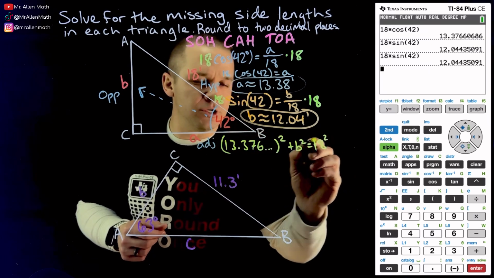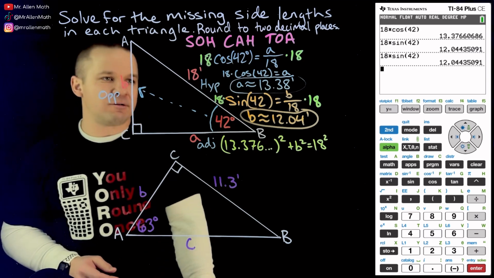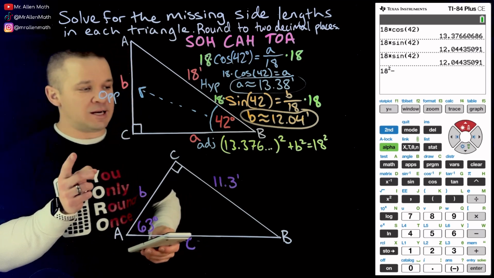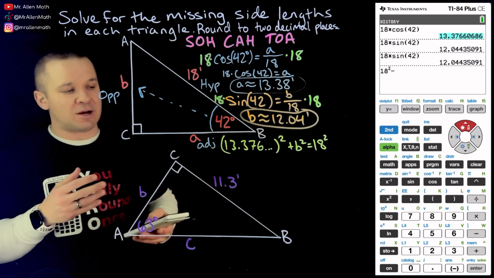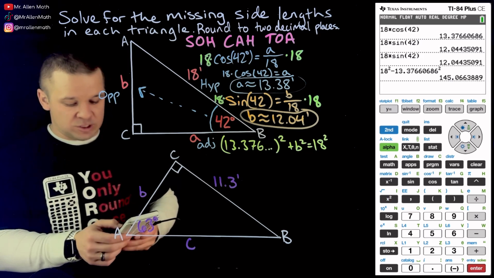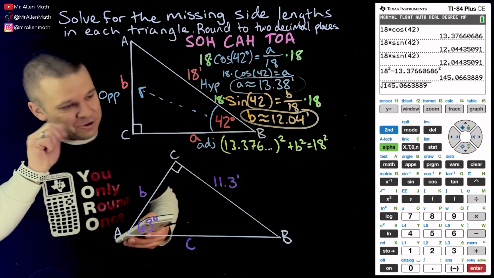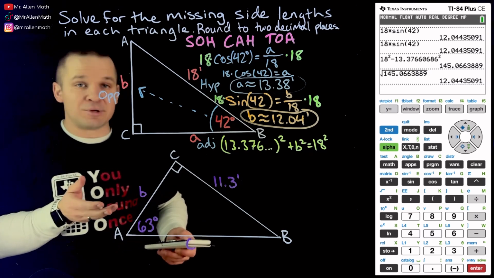And I don't really have the room to do all the algebra, but we're going to subtract that guy over. So let's type this into our calculator right now. I've got 18 squared minus, and now check this out. I can arrow up and grab my 13.376. That's where I would definitely do the arrow up and grab it. Squared, hit enter, and then we're going to square root that. So second square root, I arrowed up, enter it in, boom, we get 12.04. Look at that. The exact same decimals.